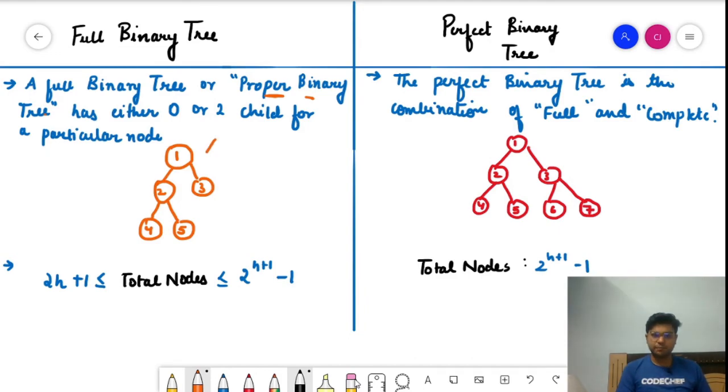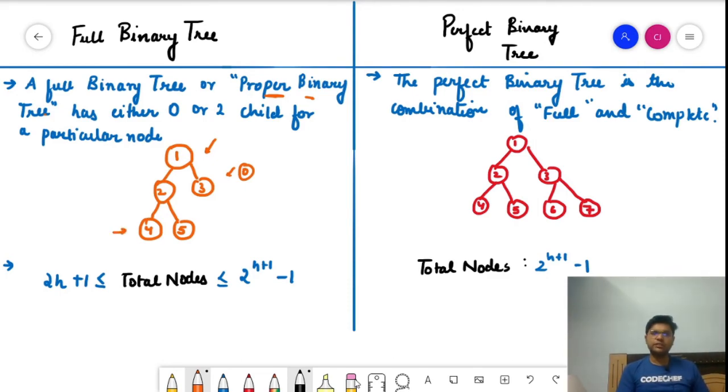So let's take this example. Here in this case, how many children do we have for this one? That is 2, right? How many children do we have for this node 2? That is 4 and 5, that is 2. How many children do we have for this 3? It is 0, right? So all these nodes, these 4 and 5 also, are leaf nodes since they have 0 children.